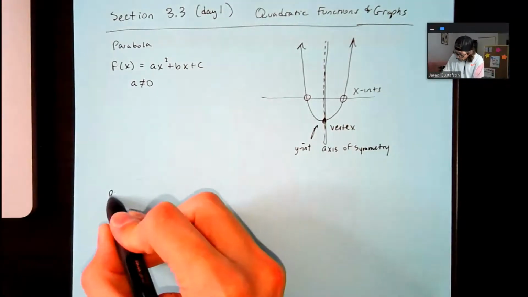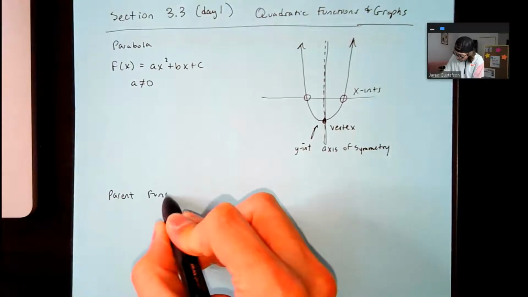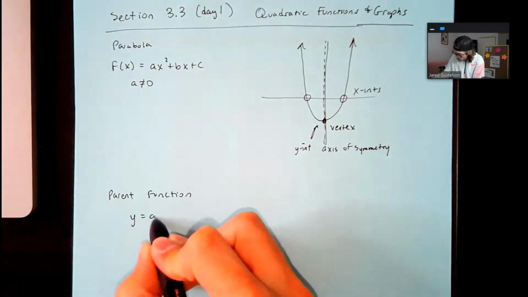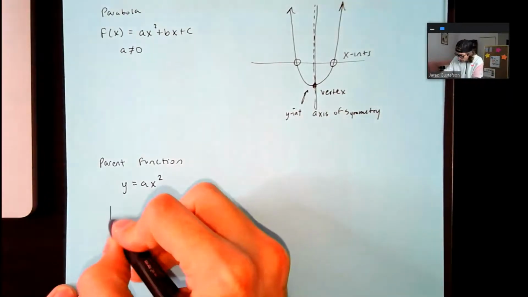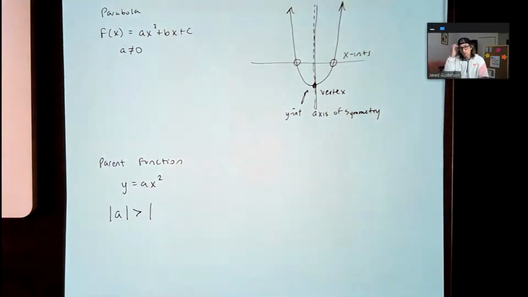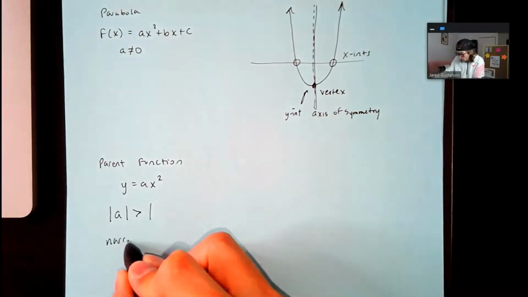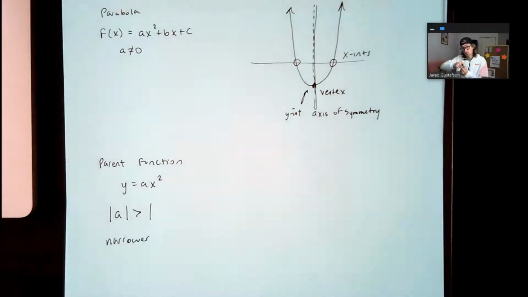Let's talk about our parent function, y equals ax squared. This is part of the function that really controls what it looks like. If the absolute value of a is greater than 1, so think about that for a second, that's like 2, 3, 4, or like -2, -3, -4, the parabola is going to be narrower. That's because you are stretching the y-coordinates. So these get taller, which means this way it looks skinnier.